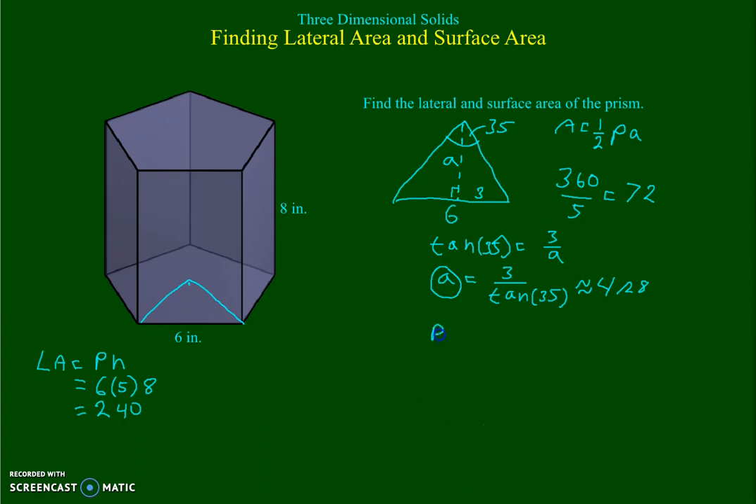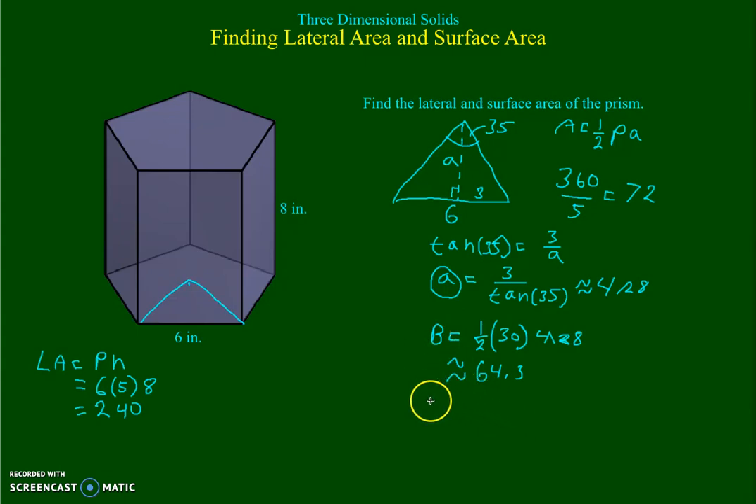That means that the area of the base is equal to 1/2 times the perimeter, which is 6 times 5, which is 30, times the apothem, 4.28. And that's going to be approximately equal to 64.3.